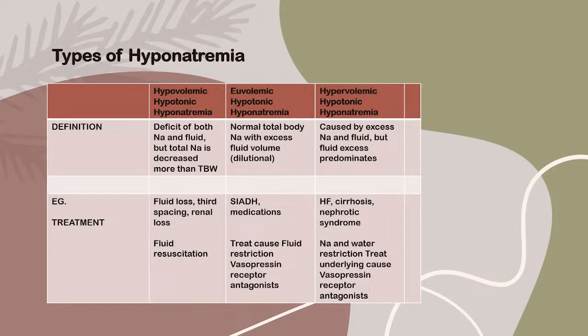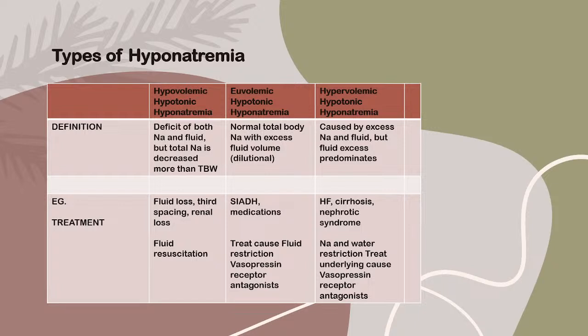So, if we move towards types of hyponatremia, there is hypovolemic hypotonic hyponatremia, then euvolemic hypotonic hyponatremia, and another is hypervolemic hypotonic hyponatremia. All right. So, these are three major types of hyponatremia. First, we have discussed acute and chronic. Now it would be hypovolemic hypotonic hyponatremia, euvolemic hypotonic, and hypervolemic hypotonic.